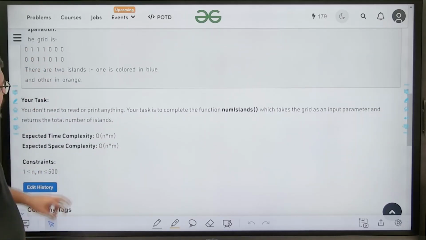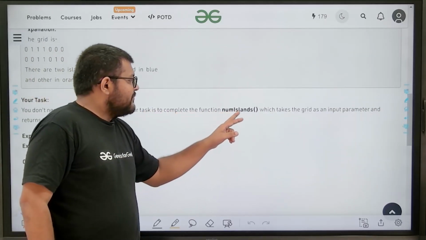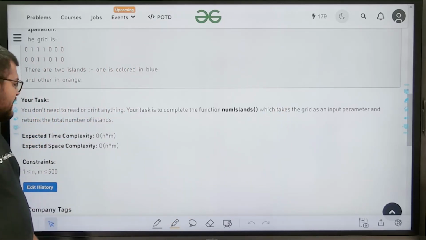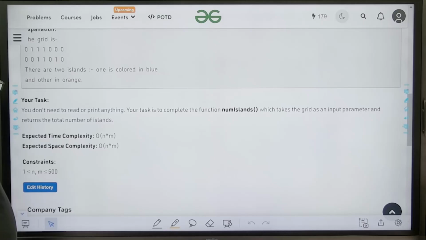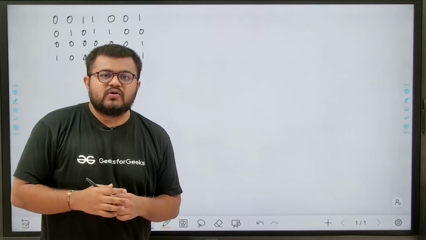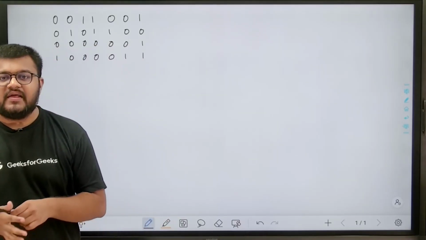Your task is to complete the function numIslands, which takes the grid as an input parameter and returns the total number of islands. The expected time complexity is O(n cross m), and the expected space complexity is O(n cross m). So now if we think about solving this problem, then here we need to find the number of islands, right?